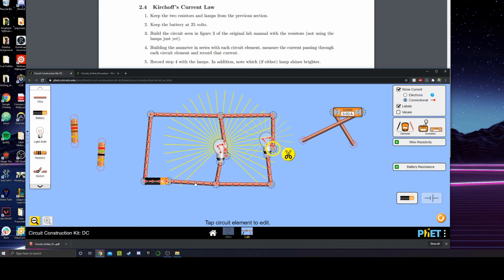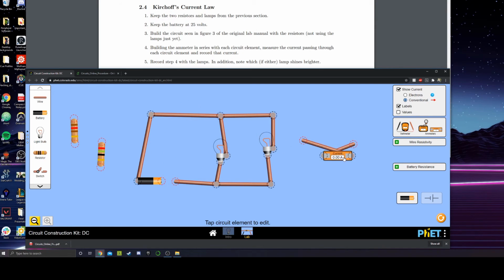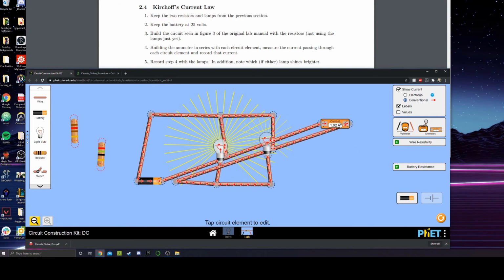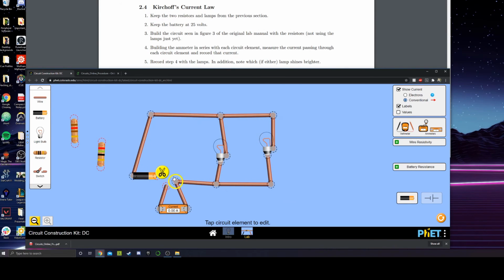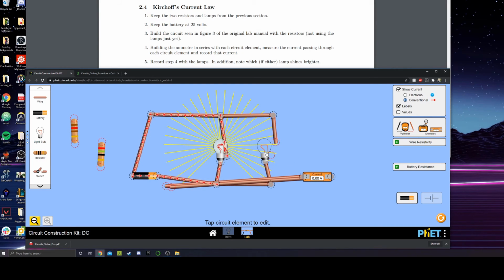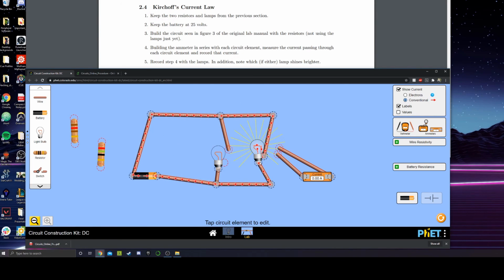And first of all, let's take the total current through the circuit here. Attach this here, attach this here. We get about 1.92 amps as the total for the circuit. And if I measure the current through lamp 2, if I go in here and here, it looks like we're getting about 0.25 amps through lamp 2. And if I measure the current through lamp 1 here, it looks like we get a current of about 1.67.